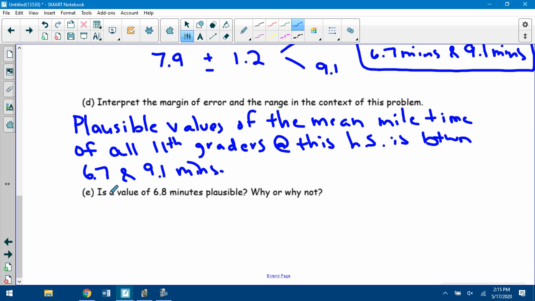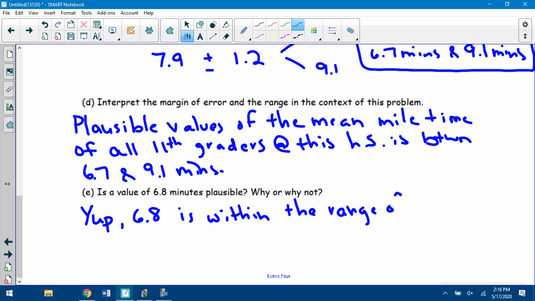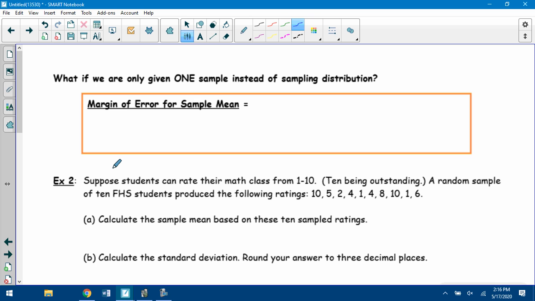All right, last part. Is the value of 6.8 minutes plausible? Why or why not? Well, it's plausible if it's within the range of plausible values. So, yup, 6.8 is within the range of plausible values. So the true average mile time could be 6.8 is basically what that's saying. Okay. Let's go to the next page.